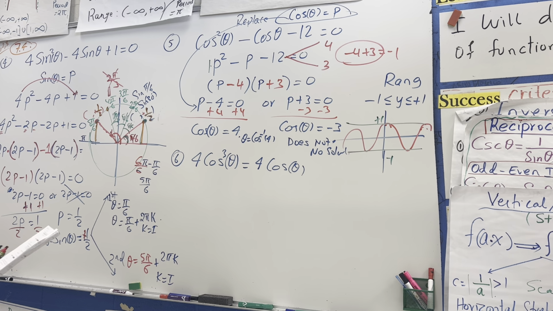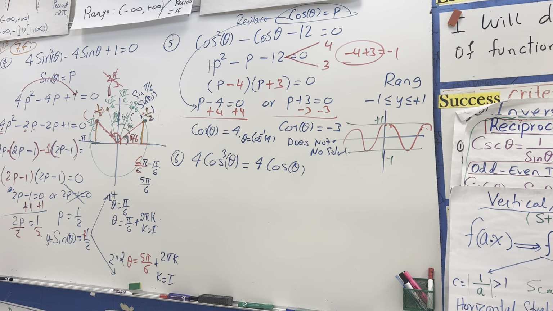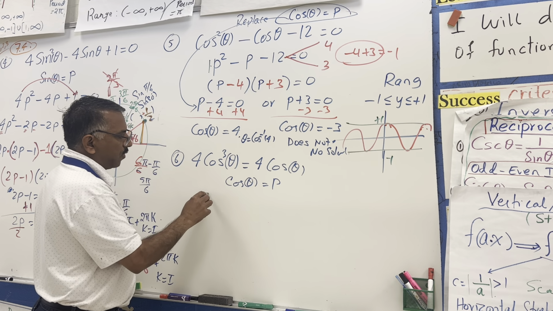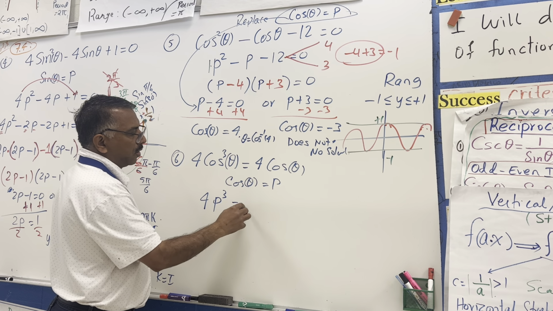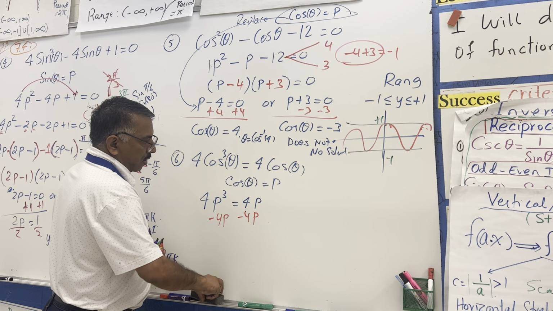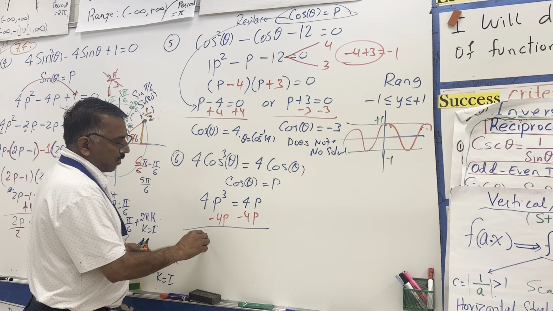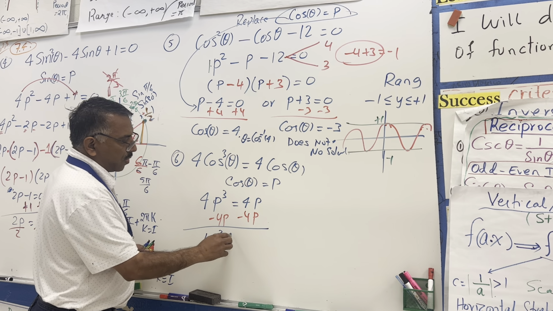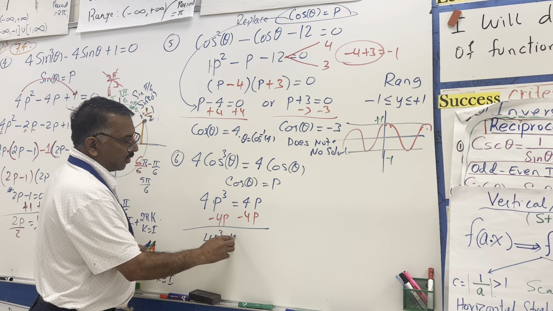4 cos cubed x minus 4 cos x. What I'm going to do is put p for cosine of theta. So this will be 4p cubed minus 4p. Let's see why I'm doing this. And if you subtract, this becomes 4p cubed minus 4p equals 0.